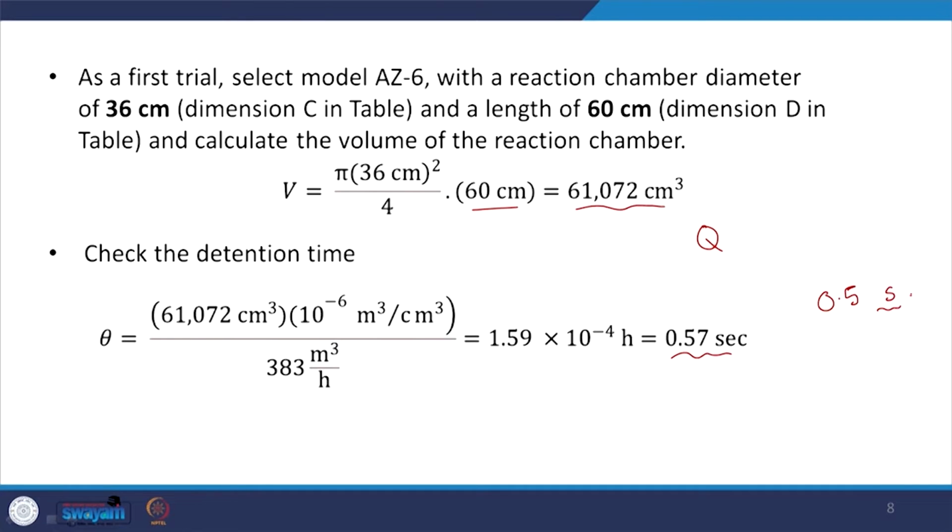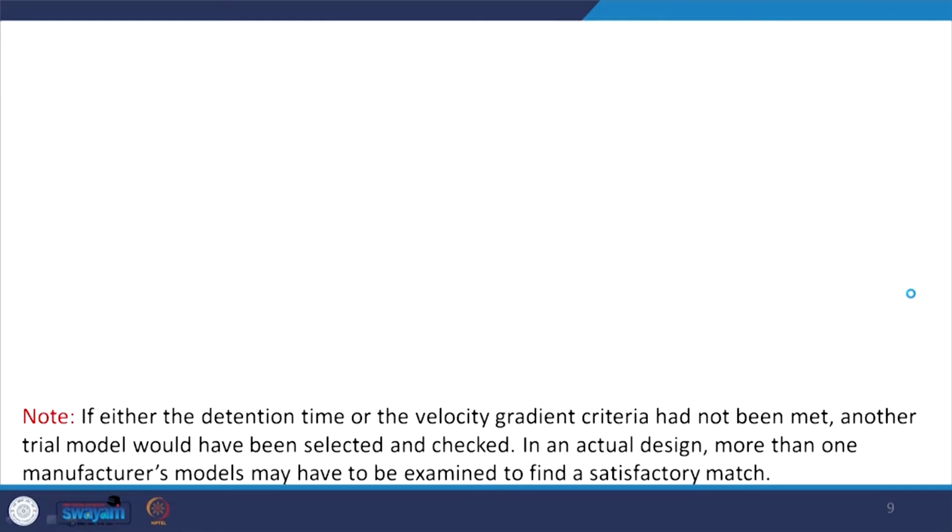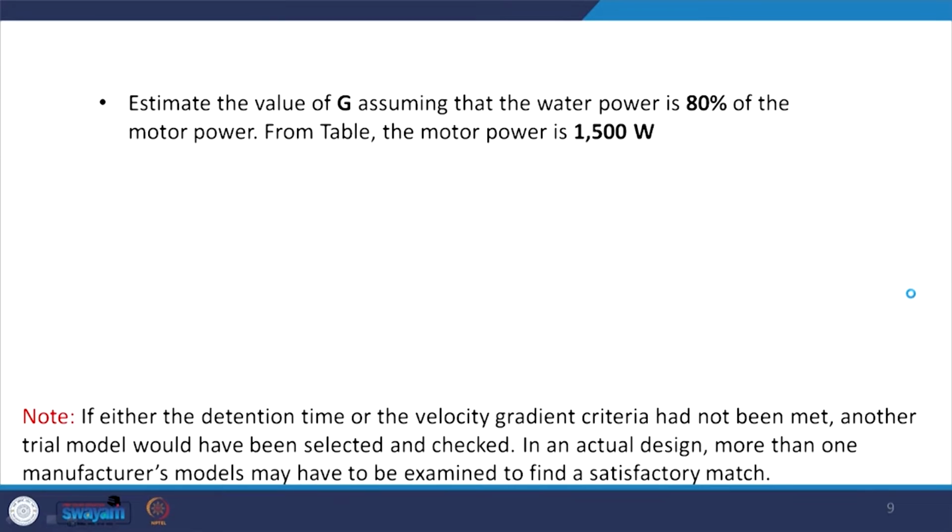So it's more or less fine, right. And what next? G, we need to look at G. Here we are assuming that not all the energy from the 1500 watt rated motor power is going to be transferred to the water. We are assuming that the efficiency is around 80%, let us say. So, effective P is 0.8 times 1500 watts. Again, these kinds of things will be from experience and such. If not, at least in the homework or exam, this will be given.